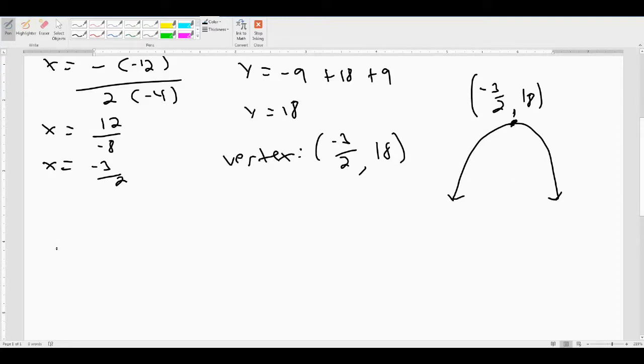So we got a vertex. So what that means is we have a maximum this time. The maximum is the y value. Y equals 18. X equals negative 3 halves.